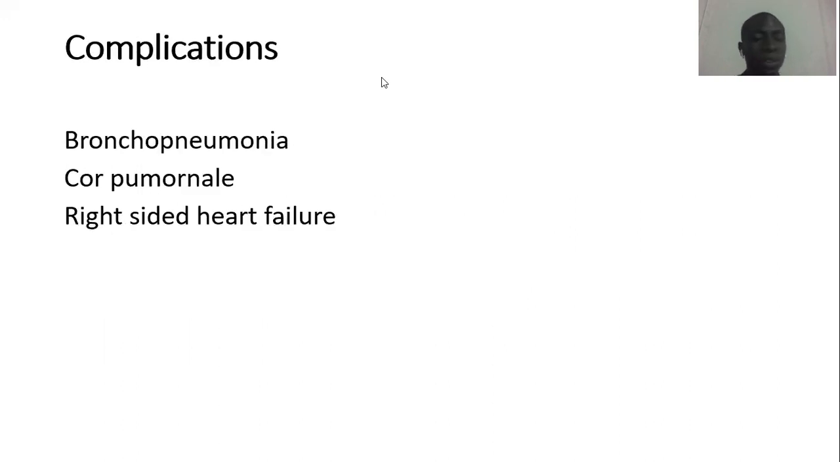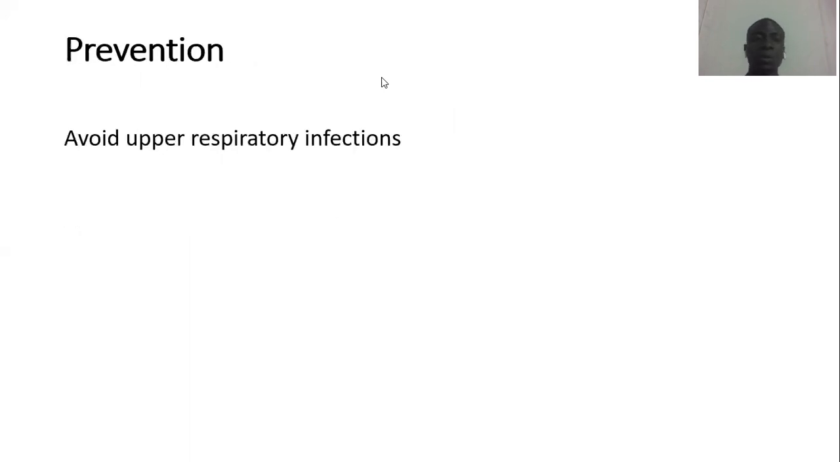Complications: you have bronchopneumonia, and cor pulmonale, a condition which affects the right ventricle's ability to pump blood properly. There's also right-sided heart failure. Those are complications of bronchiectatic infection. Prevention: avoid upper respiratory tract infection.